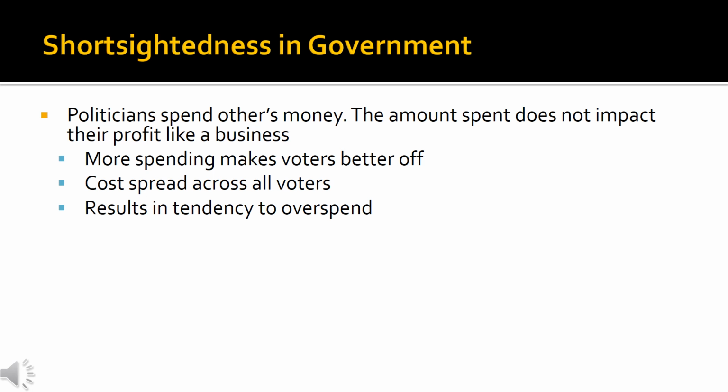When you're working with other people's money, you're far less concerned about cost. So we end up with politicians spending more money because it makes voters better off. So we encourage them to spend more than they would if they were bearing the full cost. And the cost is going to be spread out across all voters. So we get this tendency to overspend.